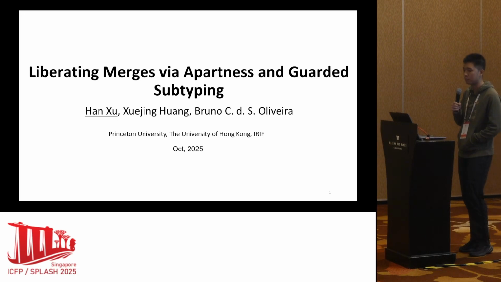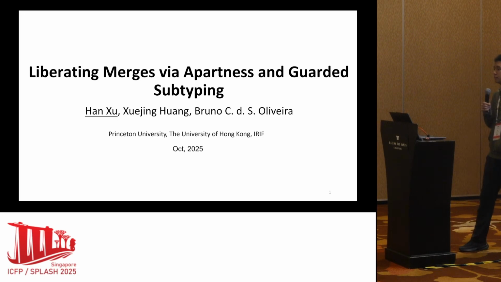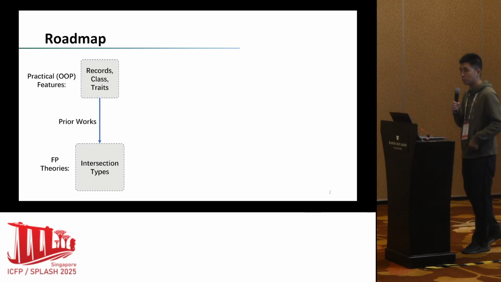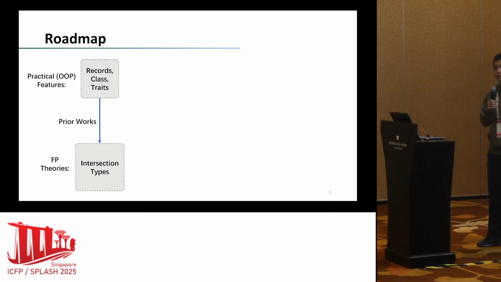I'm going to talk about liberating merges via Apartness and guarded subtyping. I'm Han, and this is joint work with Xuejing and Bruno. So what we are trying to do is to develop a calculus that enjoys the merits of both OOP and FP languages.